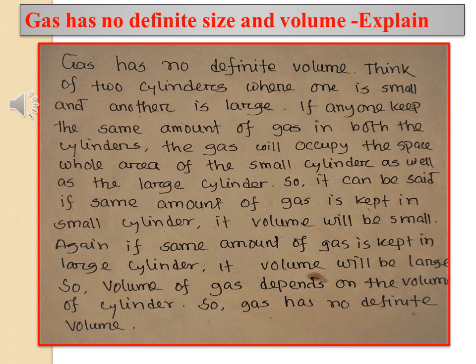So it can be said, if the same amount of gas is kept in the small cylinder, its volume will be small. If the same amount of gas is kept in the large cylinder, its volume will also be large. So the volume of gas basically depends on the volume of the cylinder. So it can easily be said, gas has no definite size as well as no definite volume.